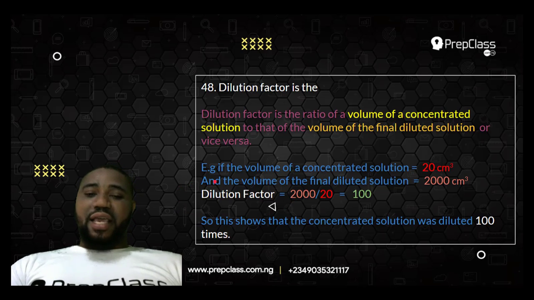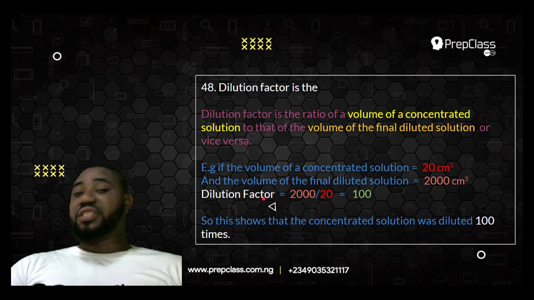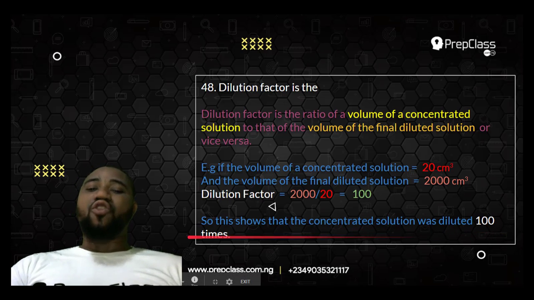Now, for example, the concentrated solution might be sodium chloride or whatever. If the volume of the concentrated solution is 20 centimeter cube, and the volume of the final dilute solution is 2000 centimeter cube, then what will be the dilution factor? Remember that ratio means division. So you divide 2000 by 20. That's the ratio. Are you following? If you divide 2000 by 20, that will give you 100. So the ratio will be 100 is to 1. That tells us that the concentrated solution will be diluted 100 times.